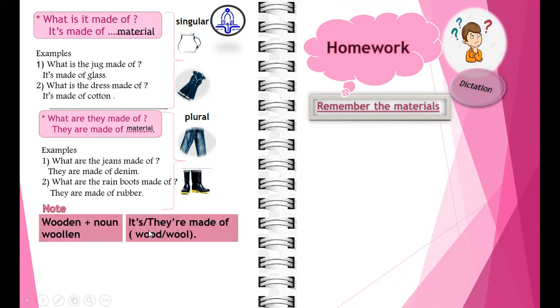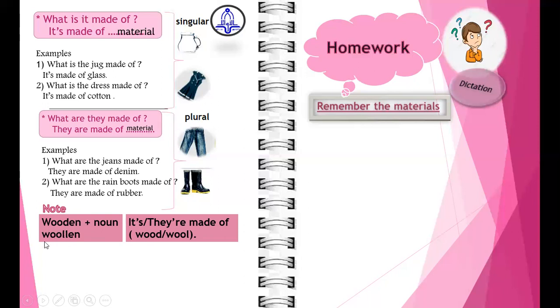We have a very important note. I have two words: wooden and woolen. Wooden means made of wood, woolen means made of wool. They come after a noun or describe it. For example, I say a wooden spoon, a woolen sweater.